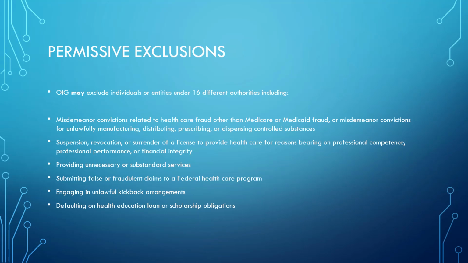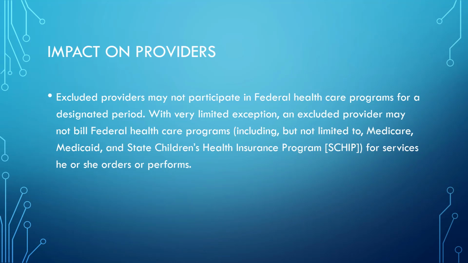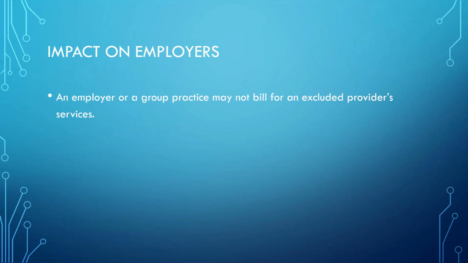So what will happen is if you do these things, they can look at you and decide to exclude you from the federal programs. So what is the impact? Well, if you are excluded, you're going to be excluded for a designated period. And if you are excluded, you cannot bill Medicare, Medicaid, or any other healthcare program for services. An employer cannot hire you to work and then bill one of these programs for your services.